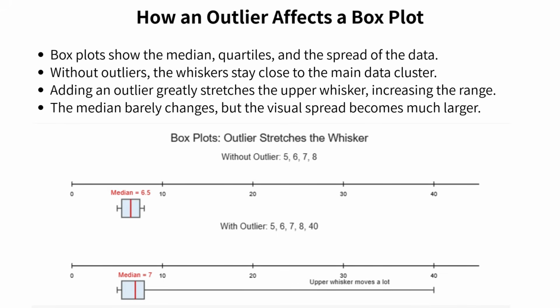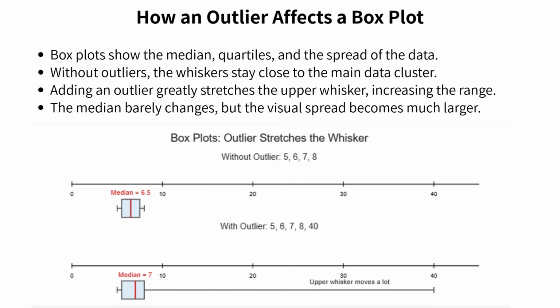Box plots are a powerful way to visualize how data is spread, especially when comparing datasets with and without outliers. In the first box plot, using the values 5, 6, 7, and 8, all the data points sit close together. As a result, the box is narrow, the whiskers are short, and the median sits right in the center at about 6.5. This creates a compact and balanced picture of the dataset's distribution.